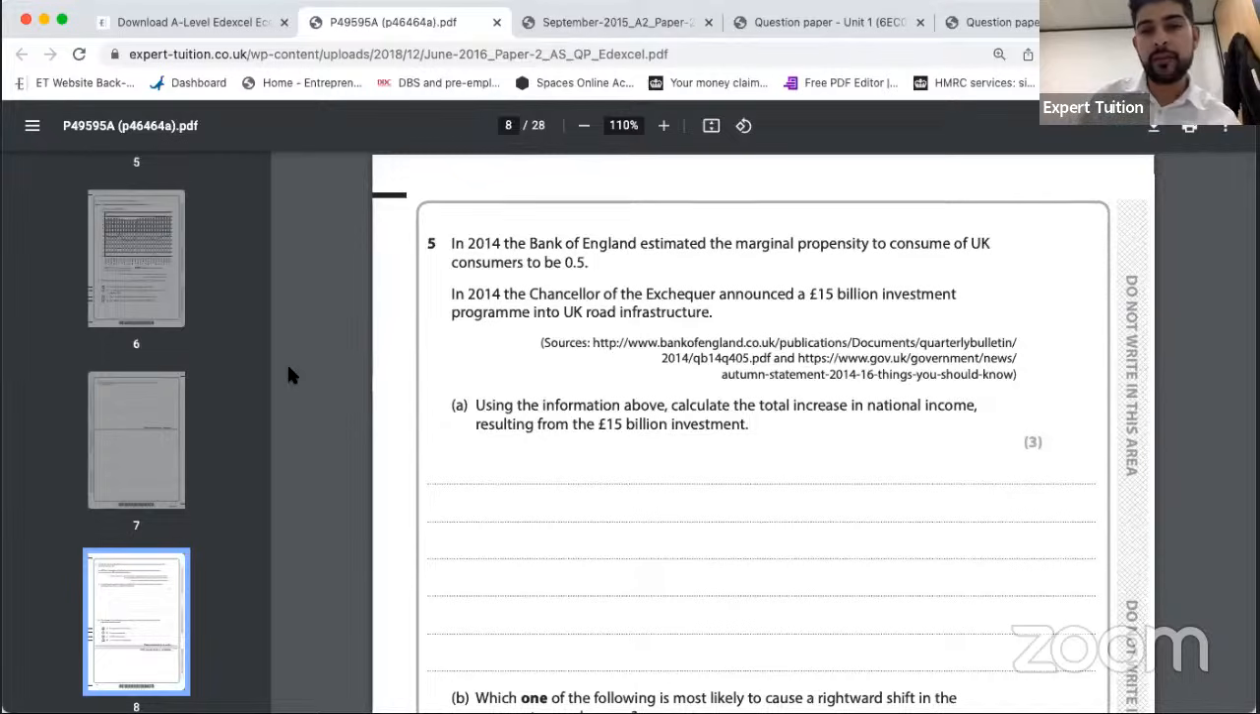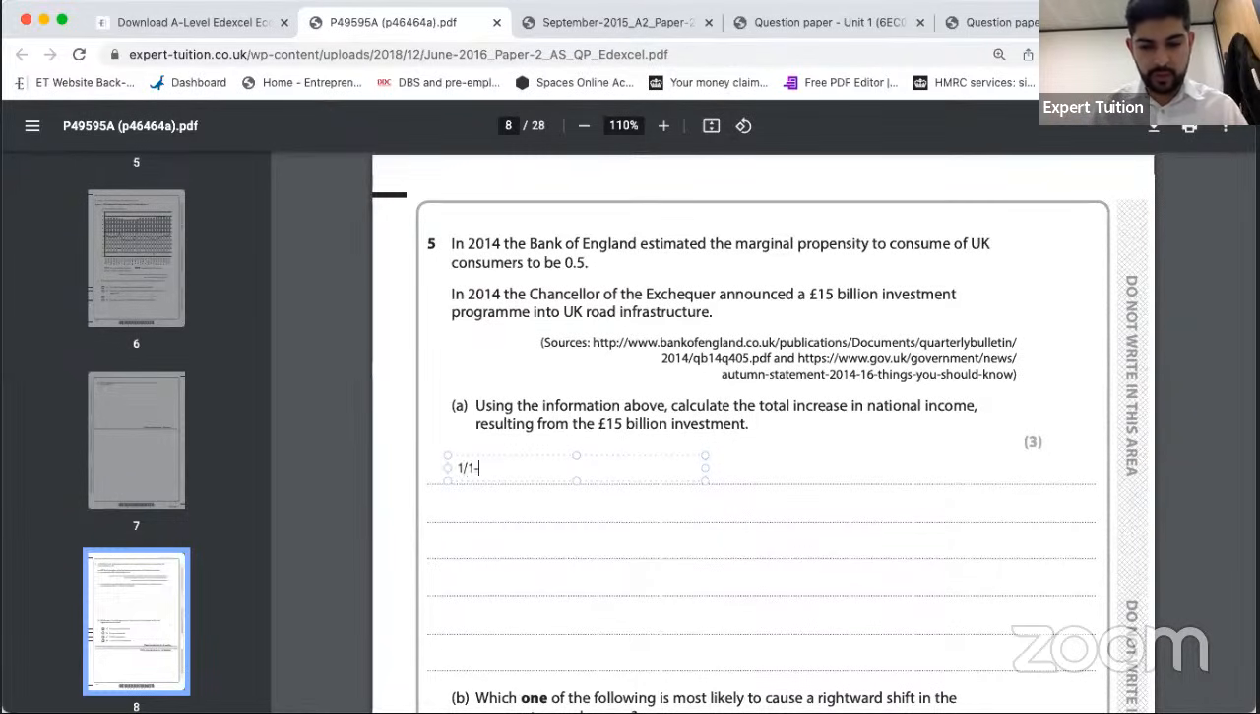In 2014, the Bank of England estimated the marginal propensity to consume of UK consumers to be 0.5. In 2014, the Chancellor of the Exchequer announced a £15 billion investment programme into UK road infrastructure. Using the information above, calculate the total increase in national income resulting from the £15 billion investment. Okay, really straightforward, 2 steps, and then gets you the answer. Step 1 is to write out the formula. So we know that the formula is 1 over 1 minus MPC. So let me quickly just put that as a text there. So 1, let me change the color.